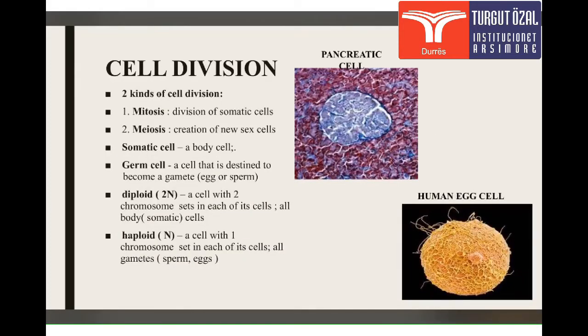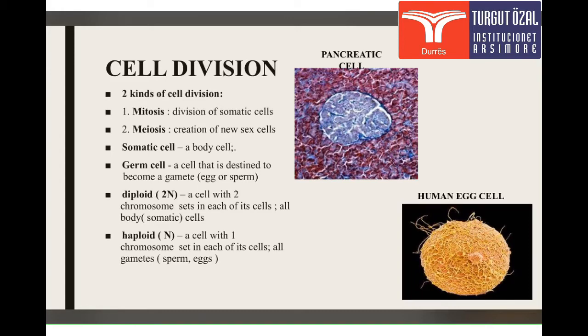You have to know that there are two kinds of cell division. One of them is mitosis and the second is meiosis. Mitosis is the division of somatic cells. As an example, we can take the pancreatic cell, while meiosis is the division of sex cells. As an example, a human egg cell. A somatic cell is also known as a body cell, while a germ cell is known as a gamete. As an example, an egg or sperm.